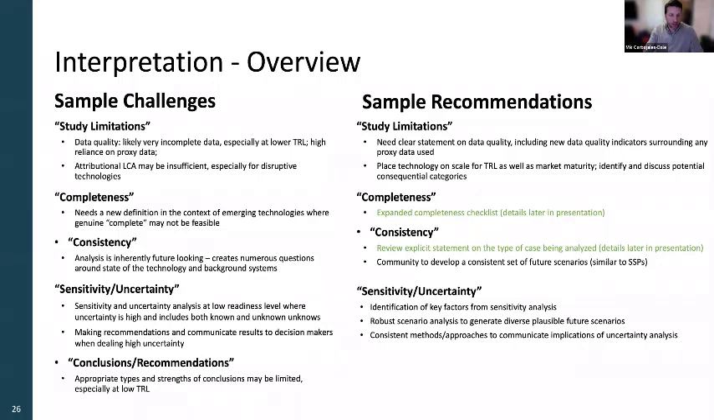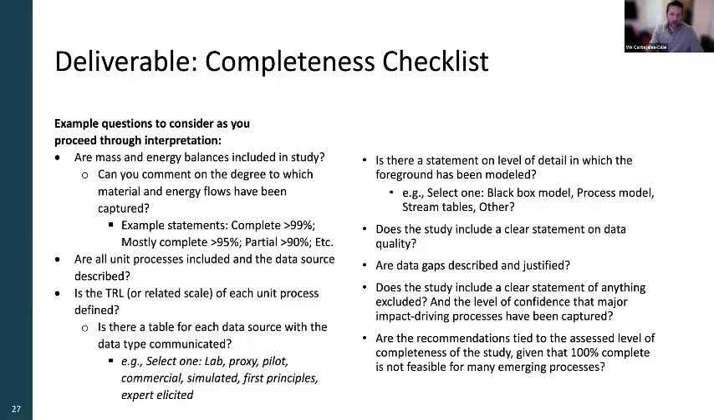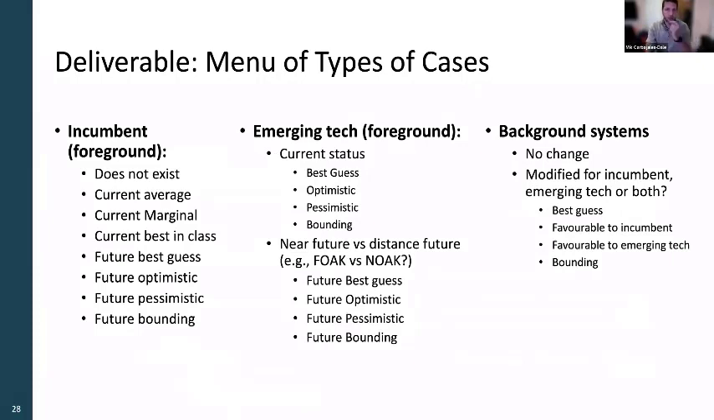And then conclusions, recommendations, how might our recommendations change through the TRL levels? Are there ways that we can standardize some of the language around the conclusions, and then leveraging other tools, so MCDA. So yeah, completeness check, I mean, what we're thinking is, rather than being somewhat qualitative around this, thinking about how that's going to be linked to TRL as to whether or not that's acceptable or not. Yeah, I'm going to skip over this.